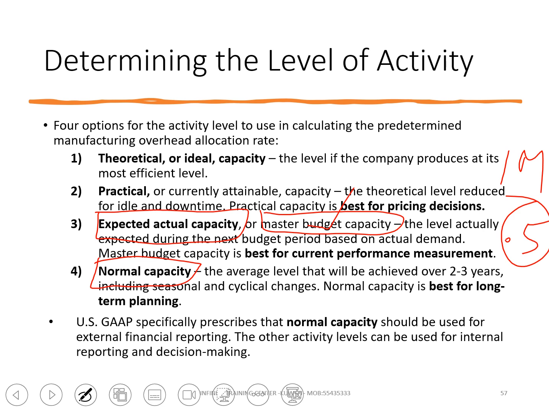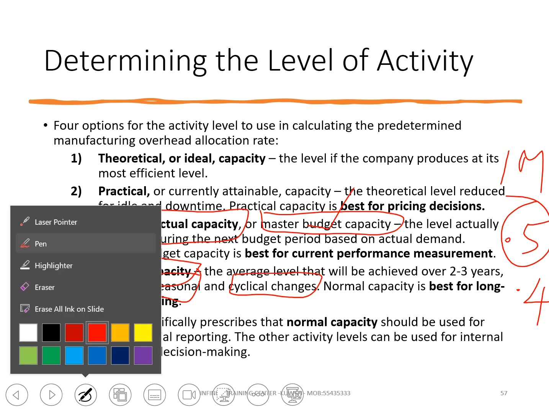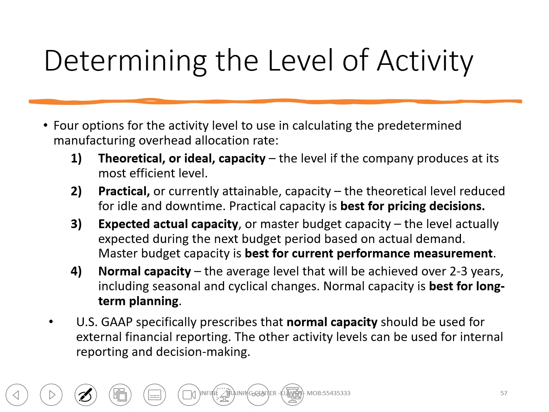Other one you have is normal capacity. So normal capacity we will consider the capacity you are going to achieve over 2-3 years. So that means you will consider the seasonal variations, cyclical changes, all that going to happen in your demand. So you will take 2-3 years demand and you will take an average of that. Maybe that is now only 0.4 million. So now again you will take the total cost, divide that by 4 million. So your total cost per unit is going to be high in this case. Okay, so these are the levels of activity that we can consider when we are determining the POR.